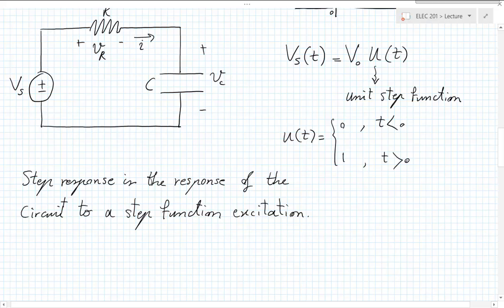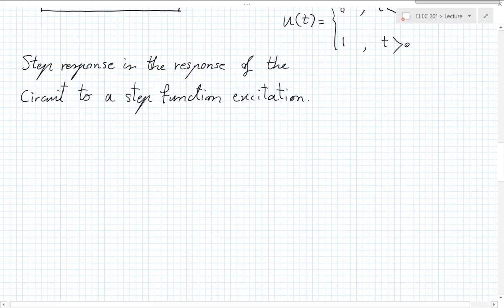What will the value of the current be then? Vs over R. And Vs at that point has jumped to V0, right? So it's V0 over R. As time goes by, that current charges the capacitor up. And eventually, the current becomes smaller and smaller and smaller. And the capacitor gets charged to Vs fully in a behavior that has to do with an exponential decay.